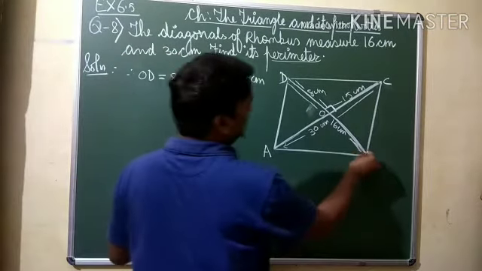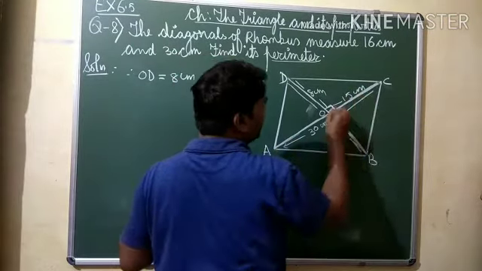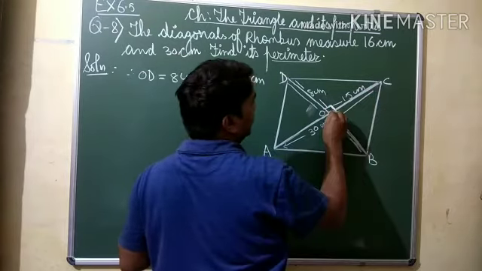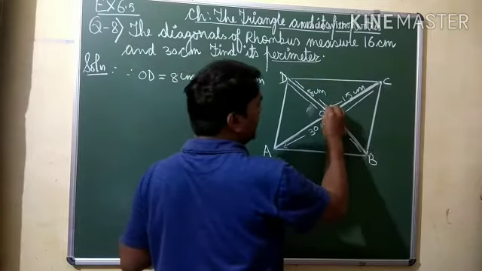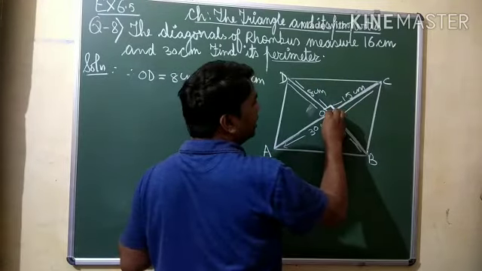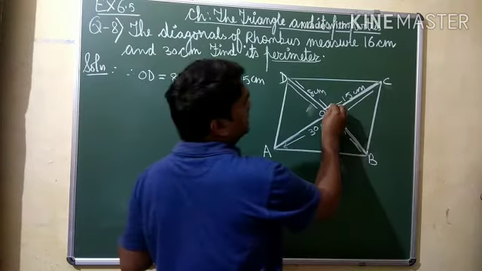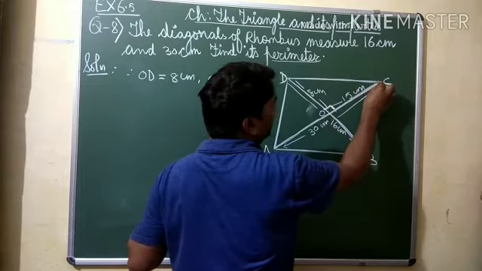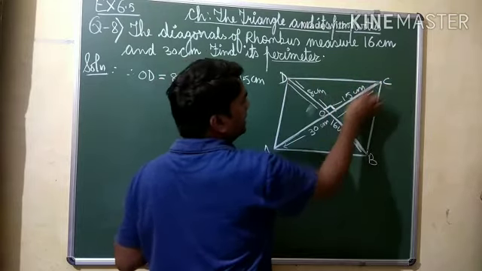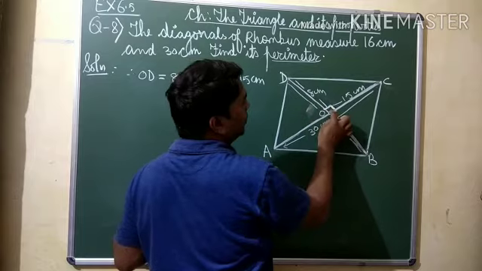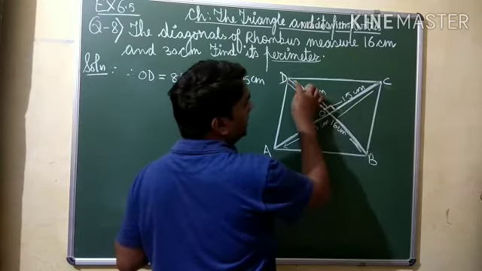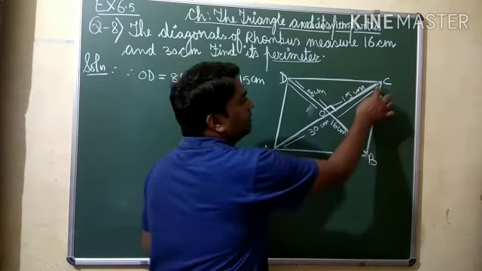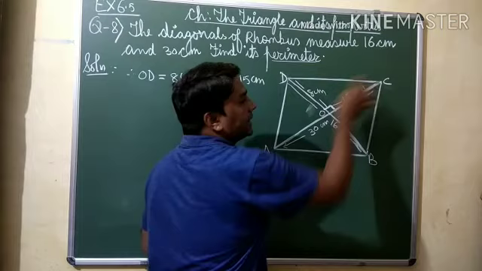Also, we know that diagonals of rhombus bisect each other at 90 degree. Therefore, triangle COD is a right angle triangle, right angled at O. Therefore, side opposite to right angle is CD. Therefore, CD is the hypotenuse of right angle triangle COD and OD and OC are the legs of the right angle triangle COD. Therefore, by using Pythagoras property, we can calculate the length CD.